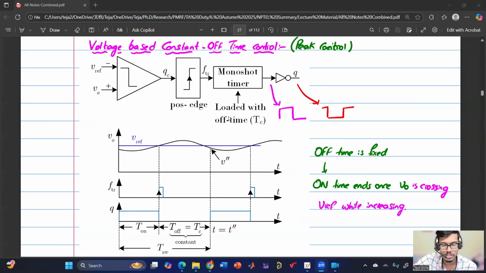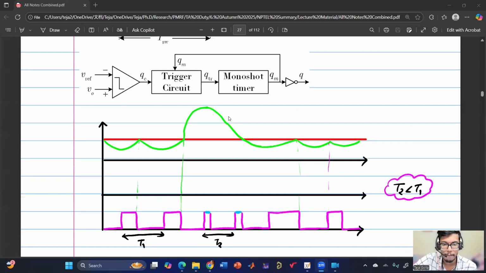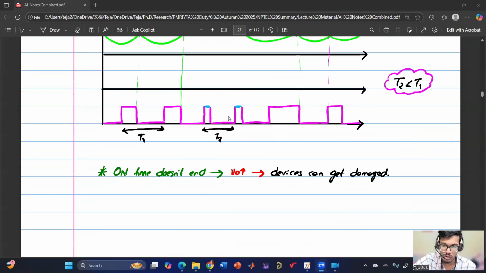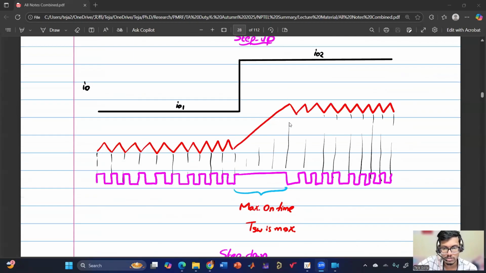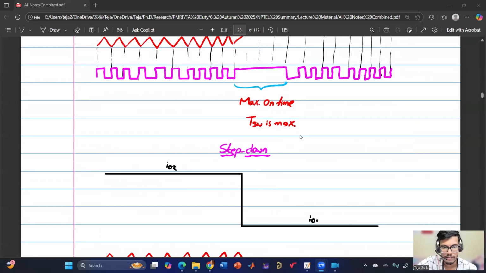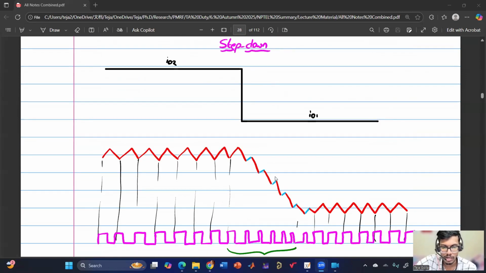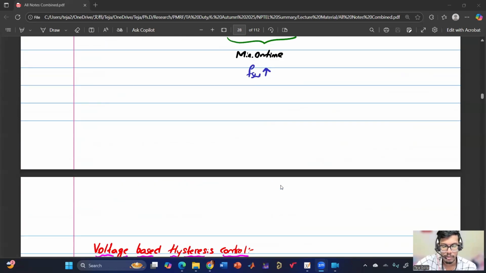Now we have seen voltage-based constant off time, and why minimum on time is needed. In constant on time control, minimum off time is needed. In constant off time control, minimum on time is needed. Here the step up response is better because the on time is variable, whereas in step down there will be a minimum on time because it's constant off time control. But if you use both, then the response can be better.